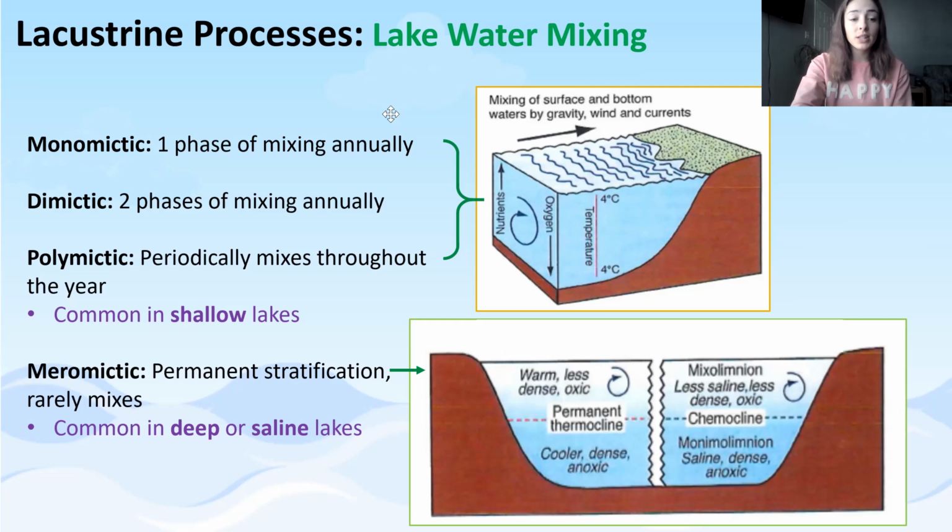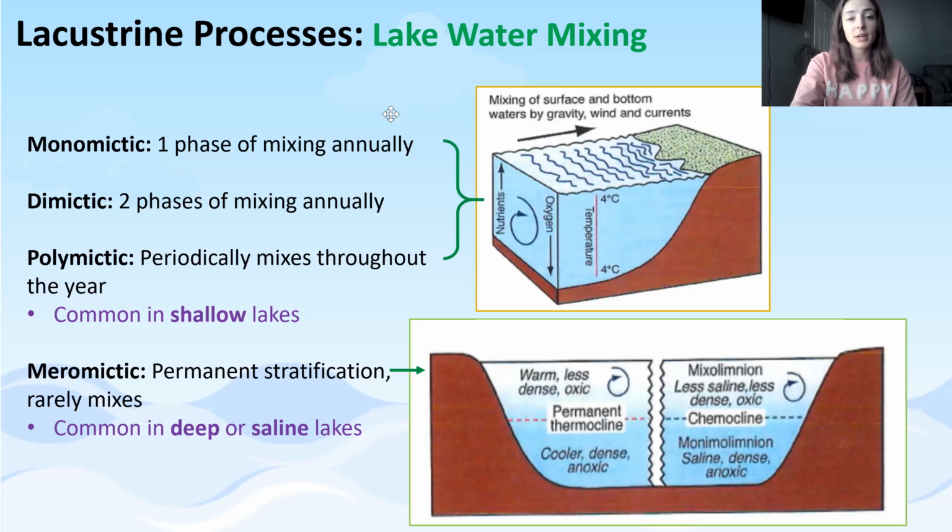For example, in really deep or saline lakes, what you'll have is permanent stratification where mixing never occurs or rarely occurs, and this is called meromictic lakes. This happens because the salinity and temperature differences cause a density difference in the deep water compared to the surface water, where the deep water is really dense or cold and saline, and the surface water is a lot less dense because it's more fresh, less saline, and it's warmer.